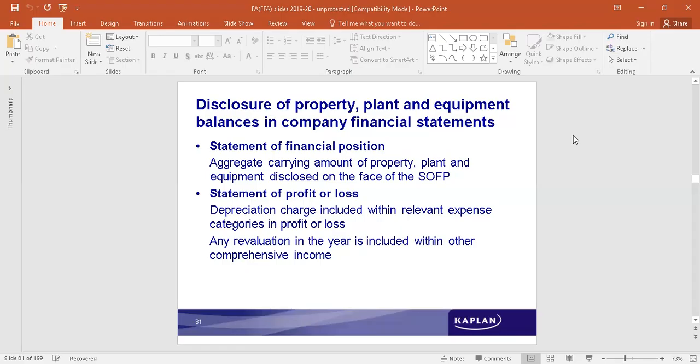But at the very first class when we started, who are the users of financial statements? There are many users of financial statements. Their interest lies with the information that is provided by the business entity. So they want to understand more details about all the elements of the financial statements.